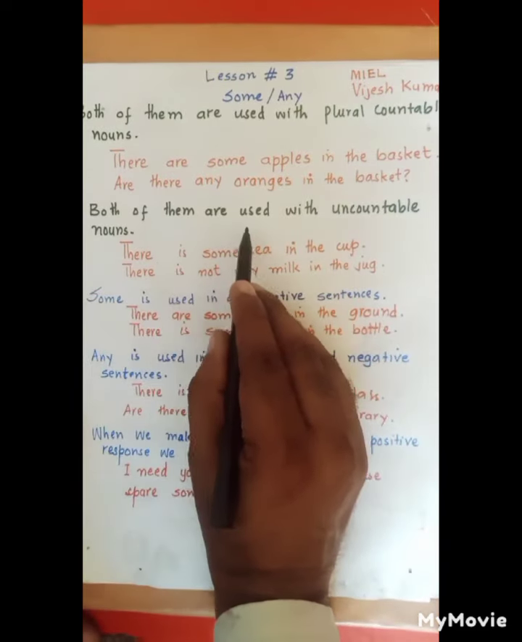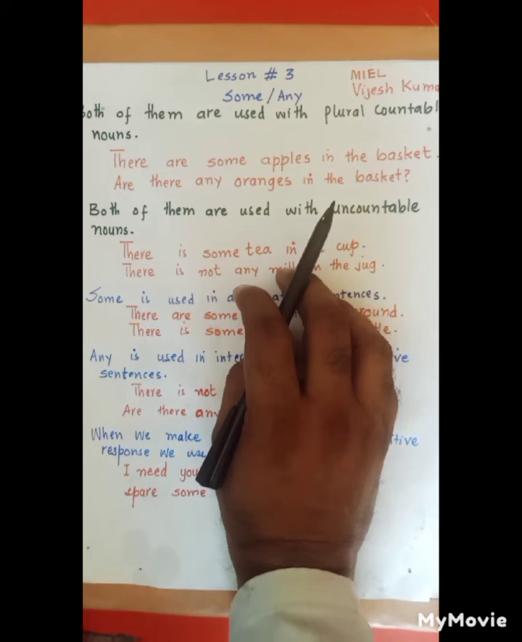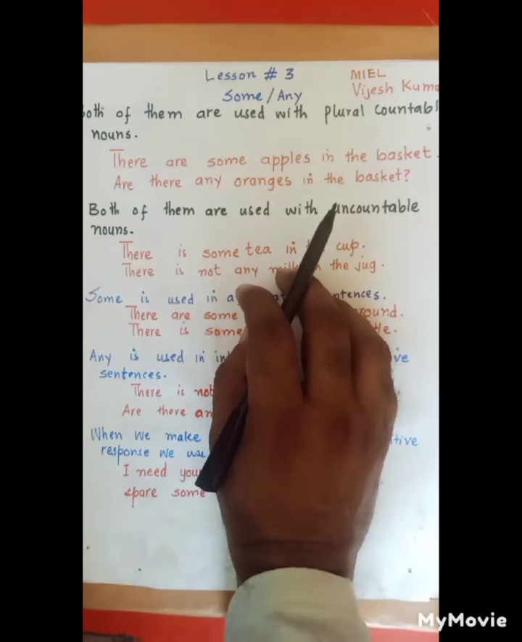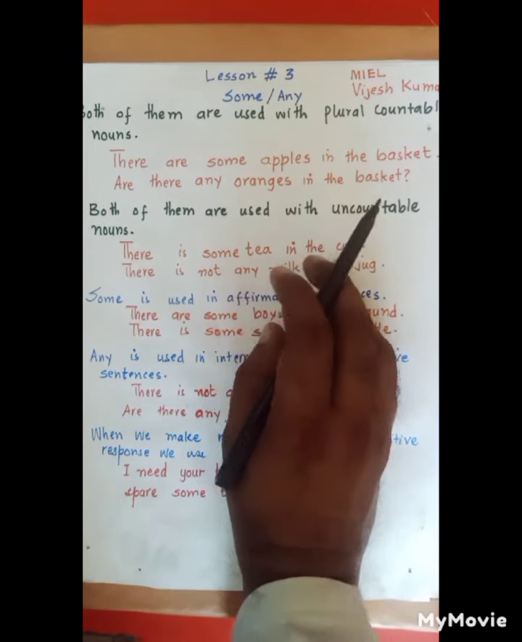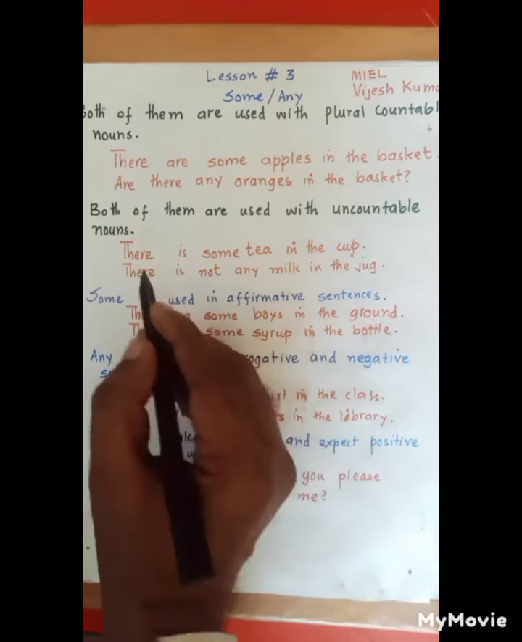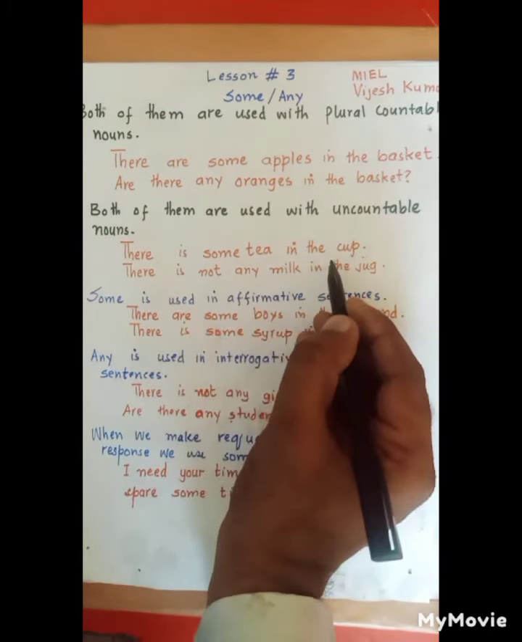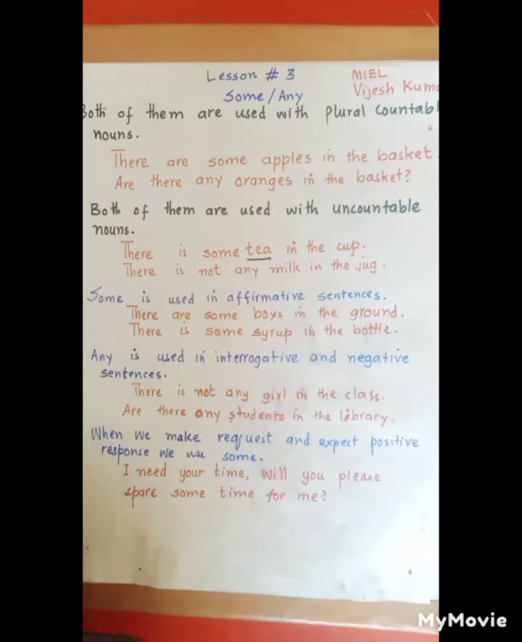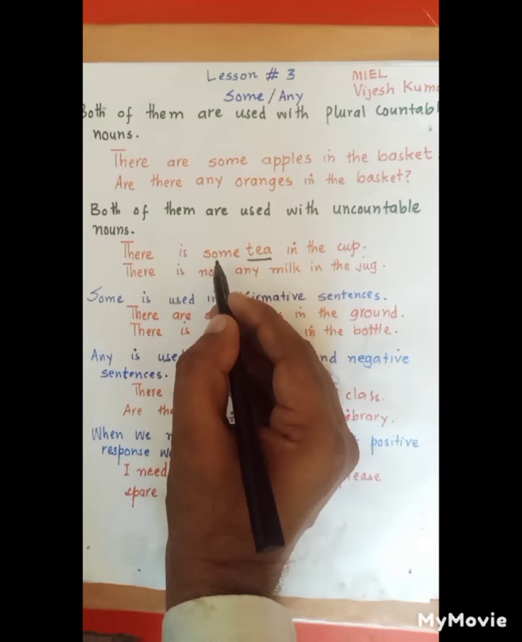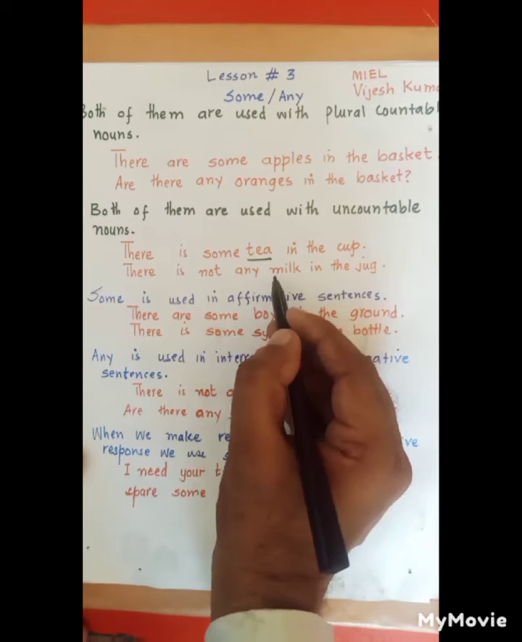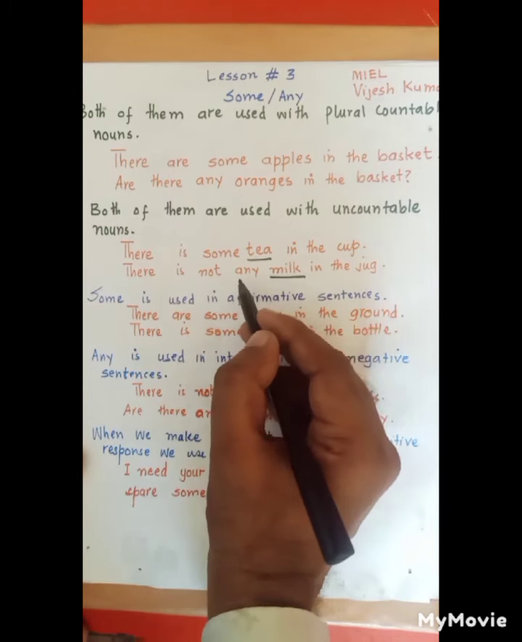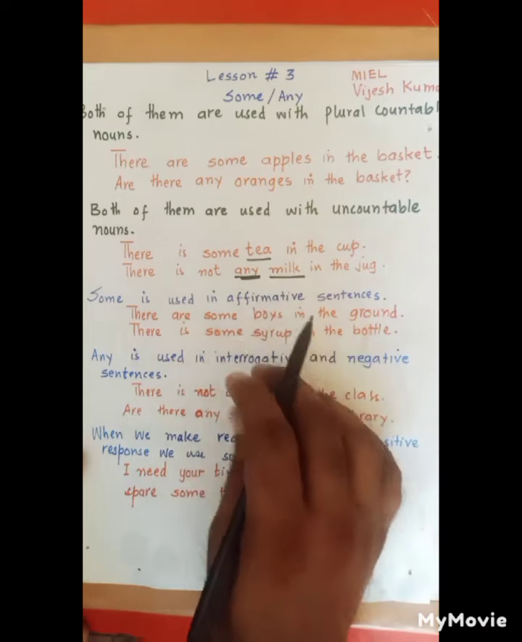Both of them are also used with uncountable nouns. As we have already discussed in our previous class, a and an are used with countable singular nouns. So both some and any can be used with uncountable nouns as well. There is some tea in the cup. Tea is an uncountable noun and we have used some with it. There is not any milk in the jug. Milk is again an uncountable noun and we have used any.